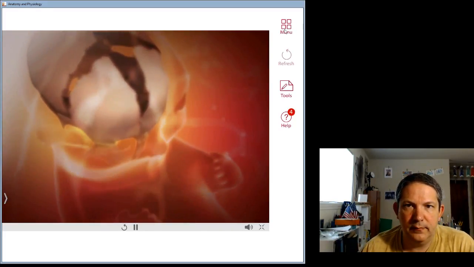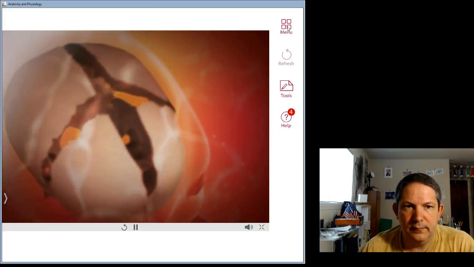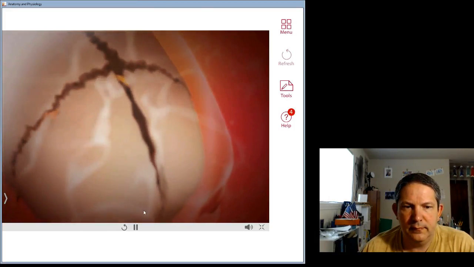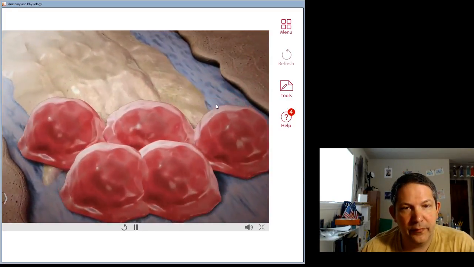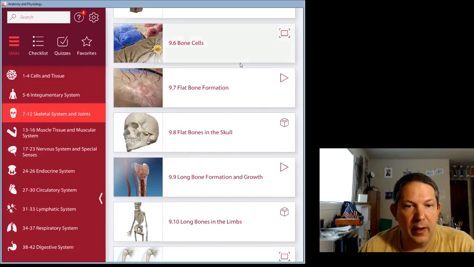The development of the skeleton's flat bones begins as certain mesenchymal cells at specific points within embryonic fibrous connective tissue develop into osteoblasts. Mesenchymal cells. So you can say mesenchymal or mesenchymal. Anyhow.